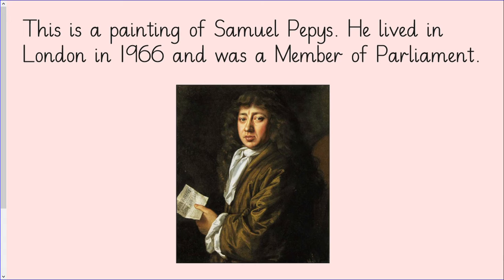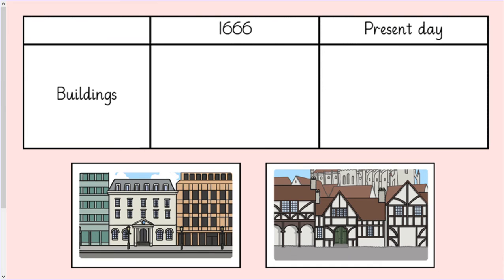This is a painting of Samuel Pepys. He was a member of Parliament and lived in London. He kept a very detailed diary from 1660 to 1669. This diary became one of the most important sources of information about London during this time in history. Lots of things have changed in London since 1666.